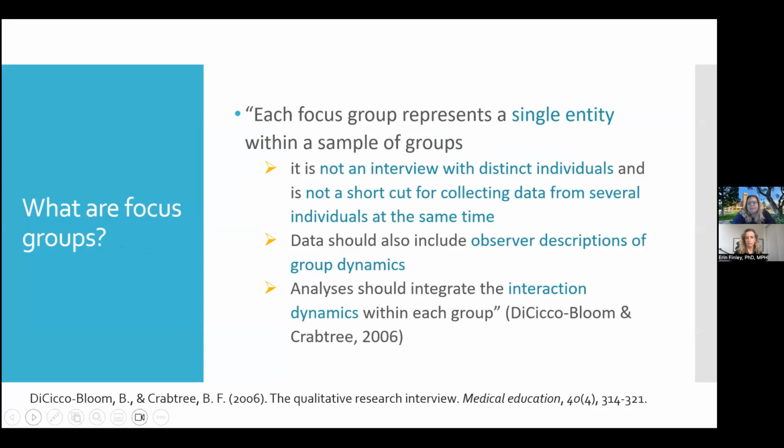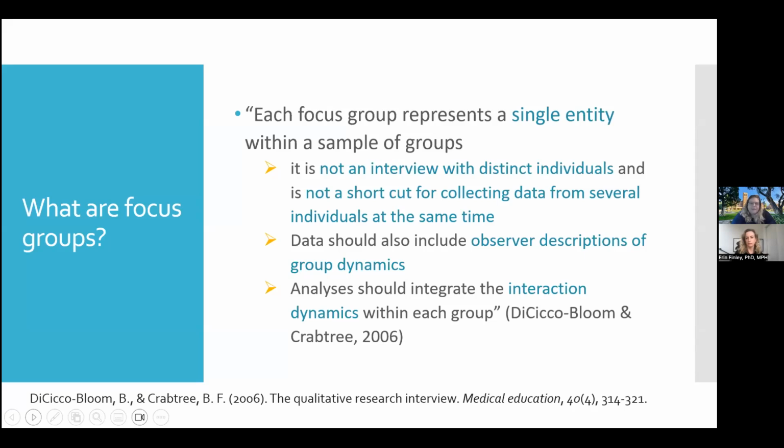all concisely put into one wonderful sentence, which is that each focus group is a single entity within a sample of groups. So it's not an interview with distinct individuals. It's not a shortcut for collecting data from several individuals at the same time. We want to also pay attention not only to what people say in focus groups, but what's happening in the group dynamic. And we want to analyze interaction dynamics.